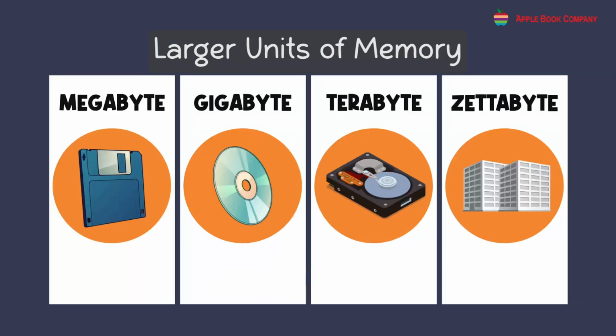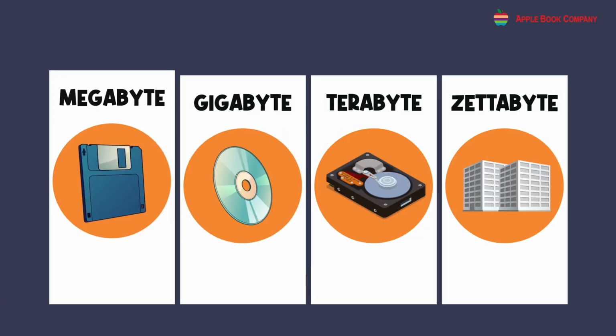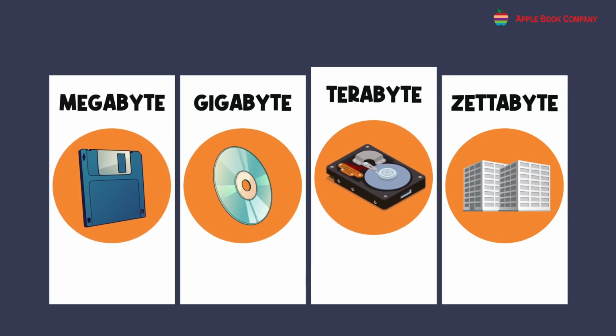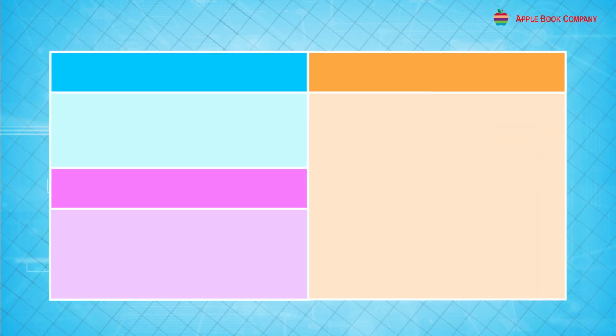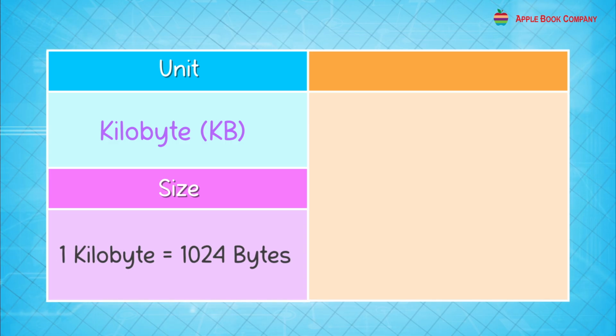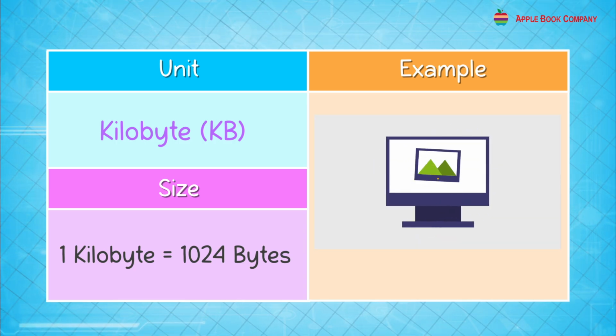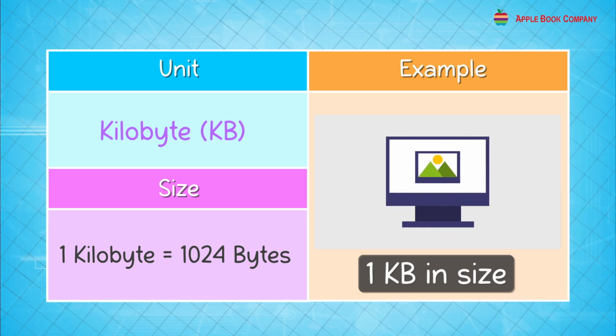Larger units of memory. To handle large amounts of data, we use larger units of memory like KB, MB, GB, and beyond. Now let's get into the details of these. Unit: kilobyte or KB. The size: 1 kilobyte equals 1024 bytes. For example, a short email or a small picture can be about 1 KB in size.